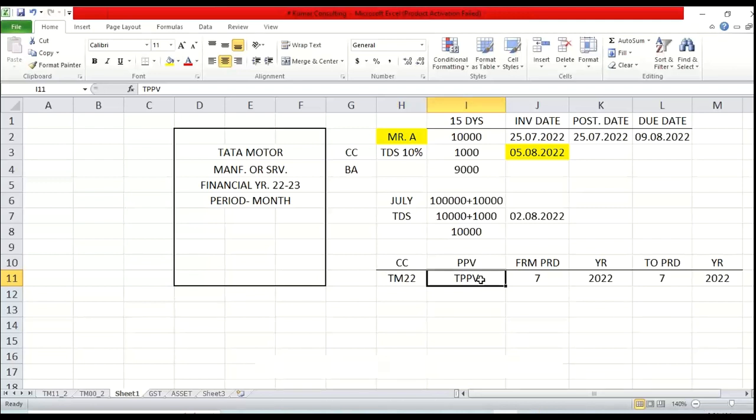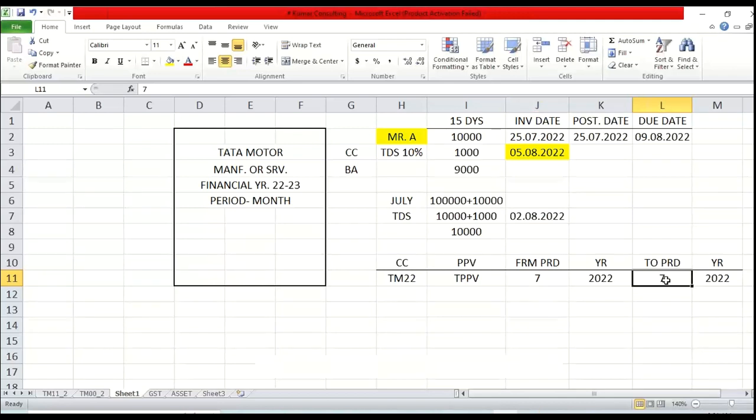Now, when we post a transaction, it is going to be posted against company code, right? Then SAP is going to find out that against this company code, what is the posting period variant? The posting period variant is TPPV. Against this posting period variant, which period is open? So 7th to 7th. It means only 7th period is open for transaction posting.